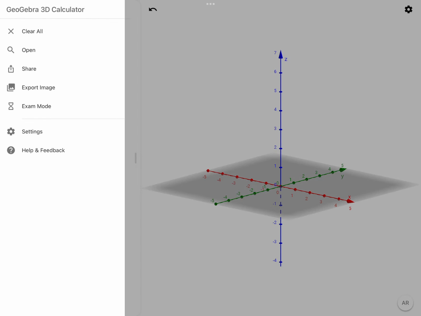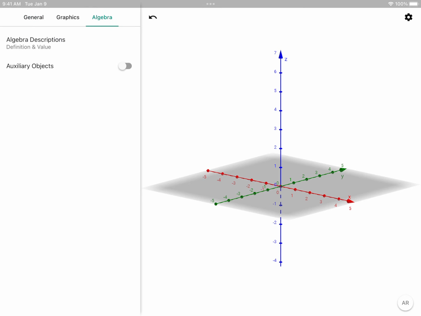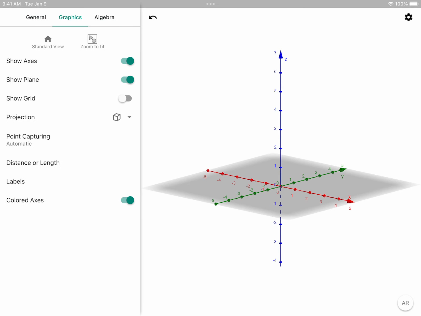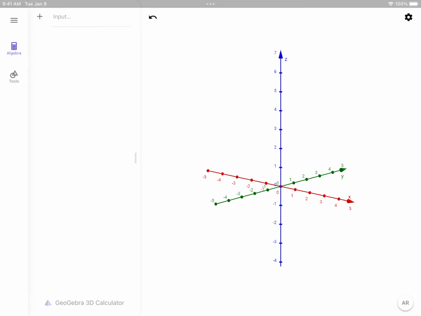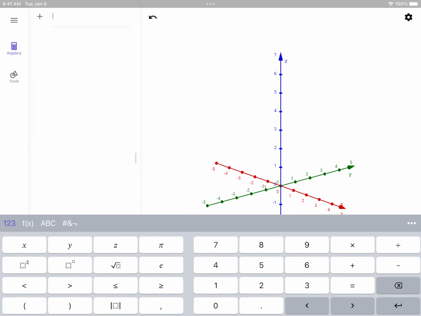Then I'm going to click that little hamburger at the top again. I'm going to go back to settings, and I don't want the plane to be showing that gray flat plane. So I'm going to go to graphics, and I'm going to click the little off button for show plane so that I just have that plane thing right there. Okay, now what I'm going to do is, just like Desmos, I can input stuff in this little bar, and I'm going to see what my points look like here.